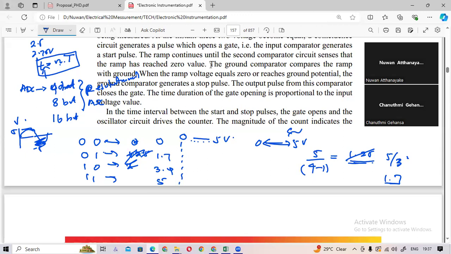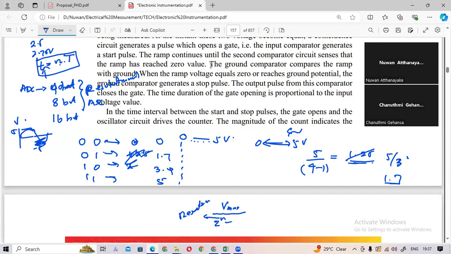So what you have to do is take the maximum voltage and divide it by 2 to the power N minus 1, where N means the resolution, that is the number of bits which represent the voltage values.